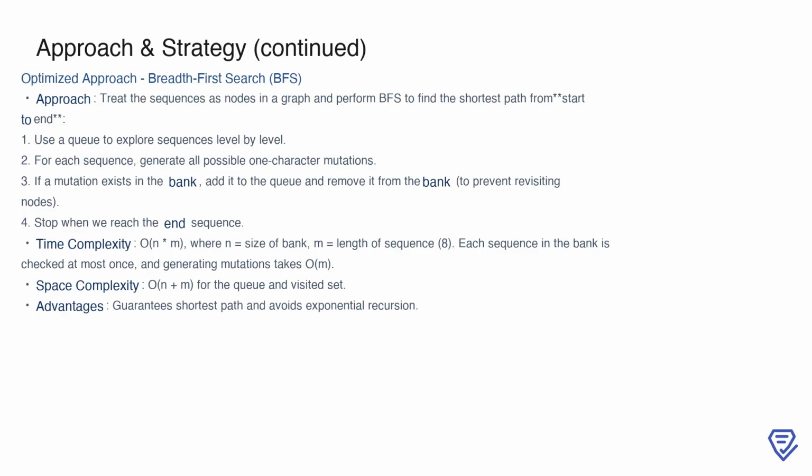BFS guarantees the shortest path because it explores all mutations at the current level before moving deeper. The time complexity of this approach is O(n*m), where n is the size of the bank and m is the sequence length, as each sequence is checked once and generating mutations takes O(m). Space complexity is O(n + m) to account for the queue and visited nodes. This approach is both efficient and straightforward, making it a strong candidate for solving the problem.